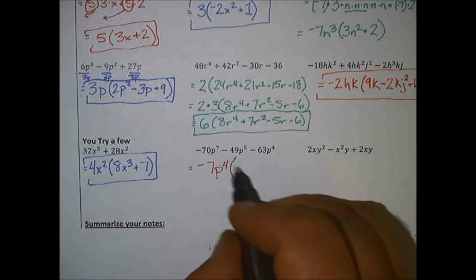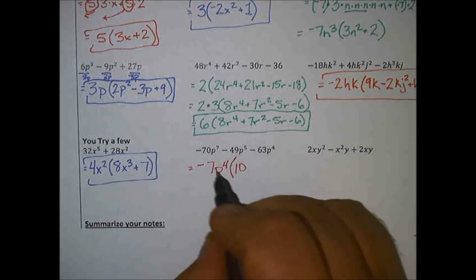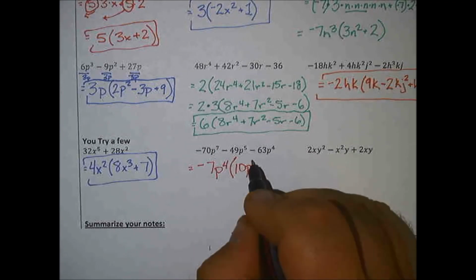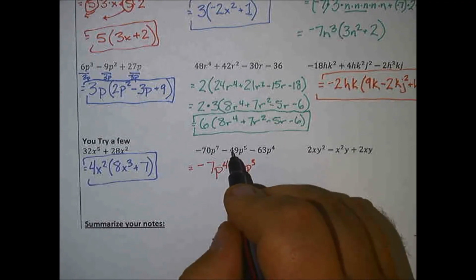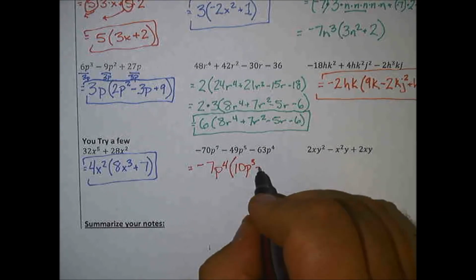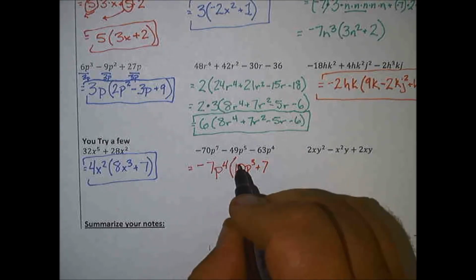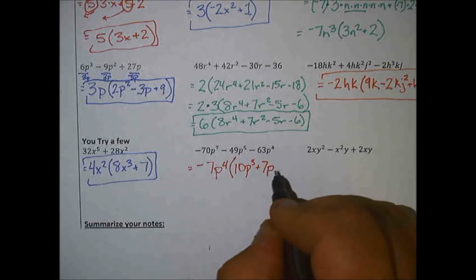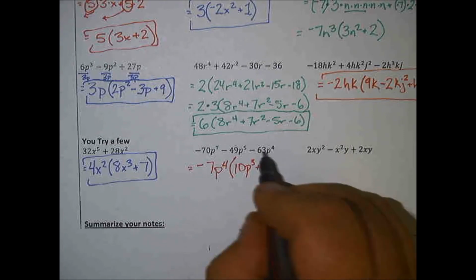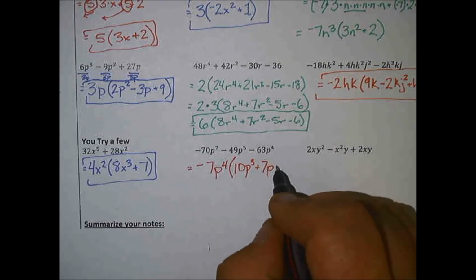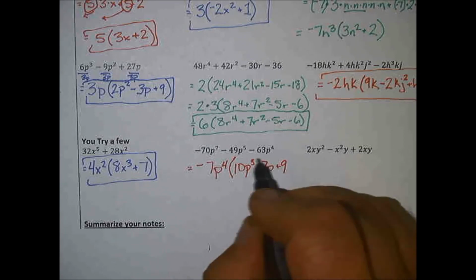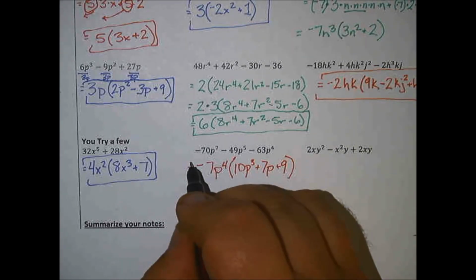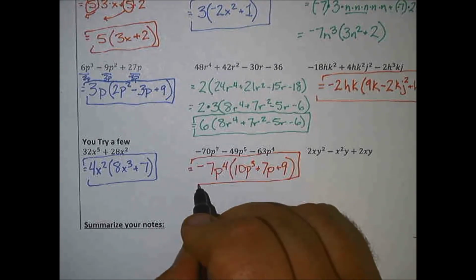Negative 70 divided by negative 7 is 10. How many p's are left over? 3 of them. Negative 49 divided by negative 7 is 7. And there's going to be 1 p left over. And then negative 63 divided by negative 7 is positive 9. And I'm pulling out all the p's from that. So that is my final answer.